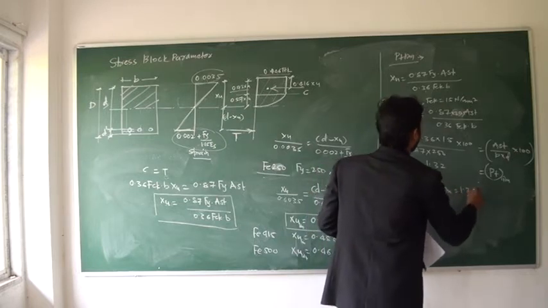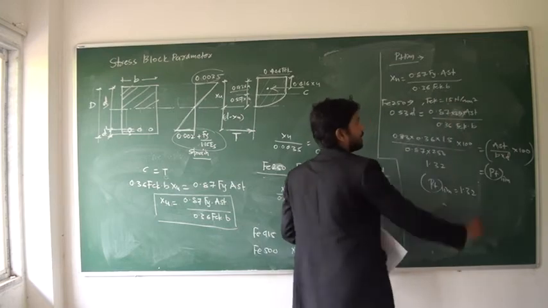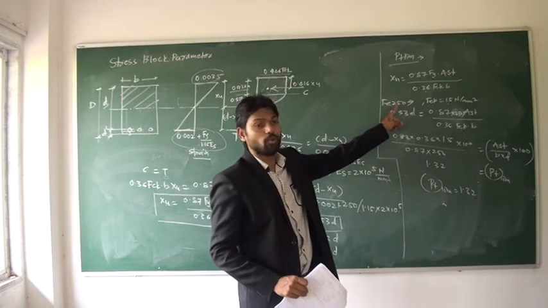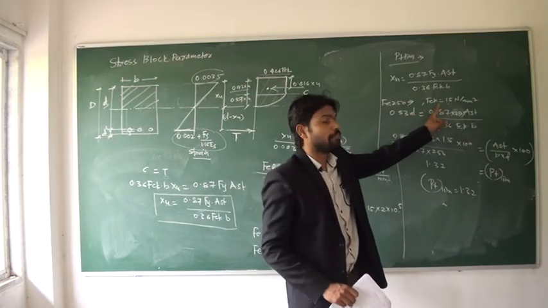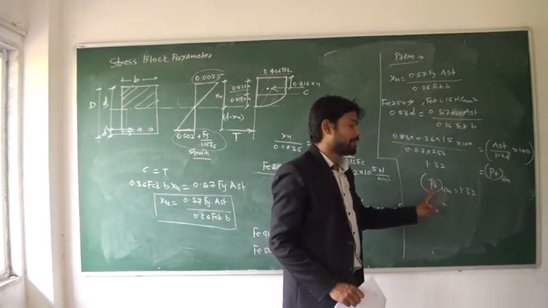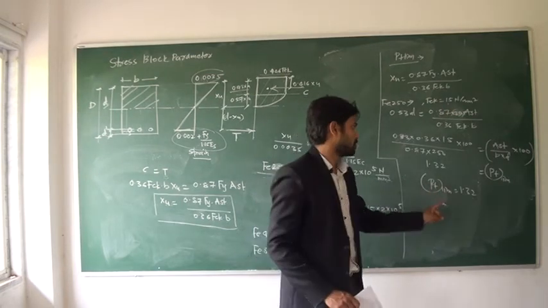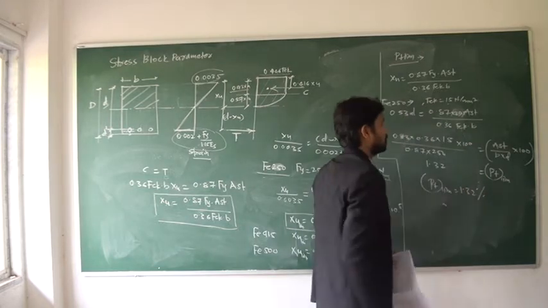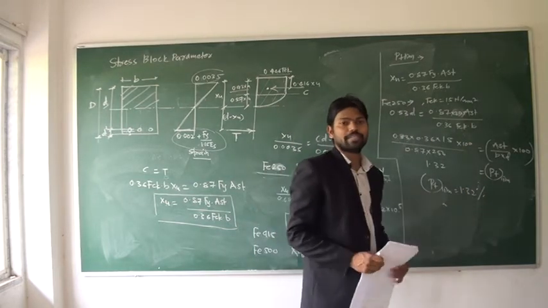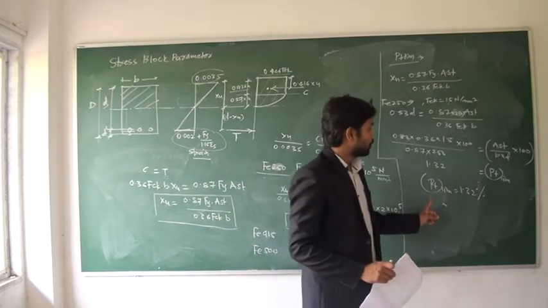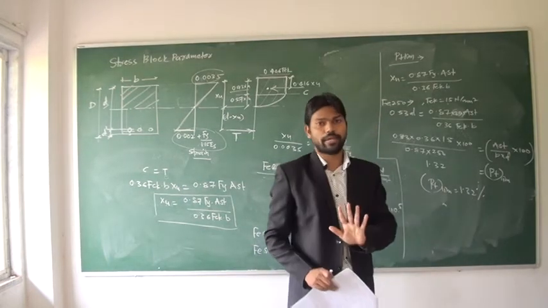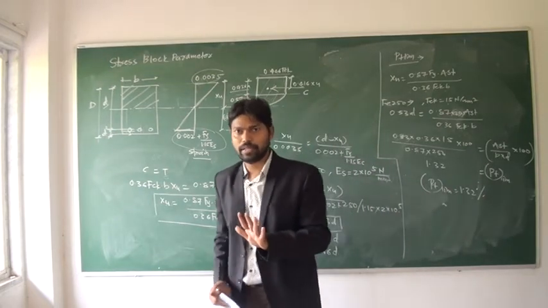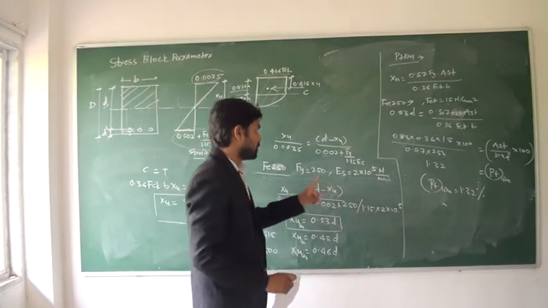So PT limit is 1.32 for Fe250 and M15 concrete. It means if you are using Fe250 grade steel and M15 grade concrete, your percentage steel reinforcement in a single reinforced section should not exceed this value, 1.32%. If you exceed this value, your section is over reinforced, not allowed. If your reinforcement is less than this value, it is okay. If it is equal to this value, that is also okay. So this is the percentage steel limit.